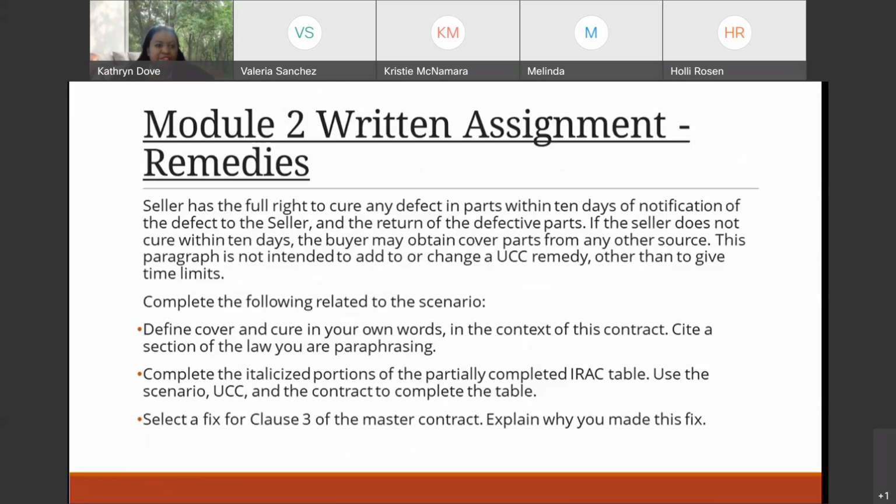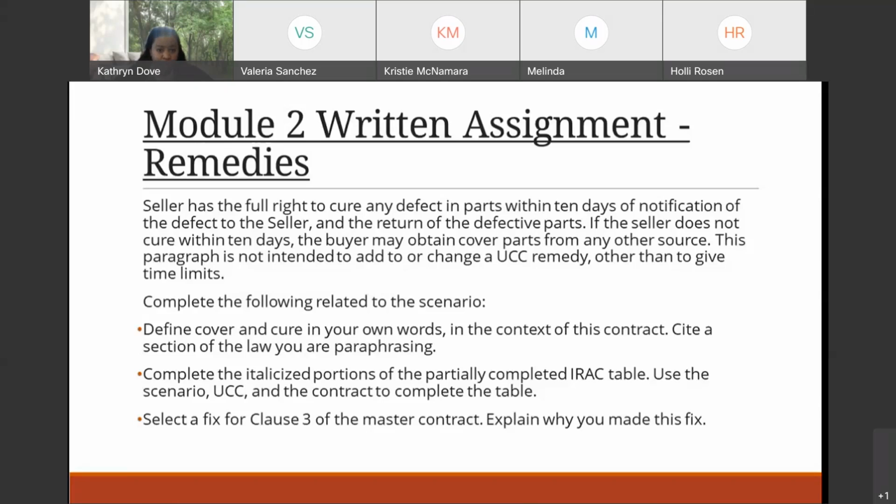Well, the seller has the full right to cure any defect in parts within 10 days of notification of the defect to the seller. So the buyer is supposed to give the seller notice of the defects, and then the seller has a right to cure upon receiving notice. If the seller does not cure within 10 days, the buyer may obtain cover parts from another source. This paragraph is not intended to add to or change any UCC remedy.